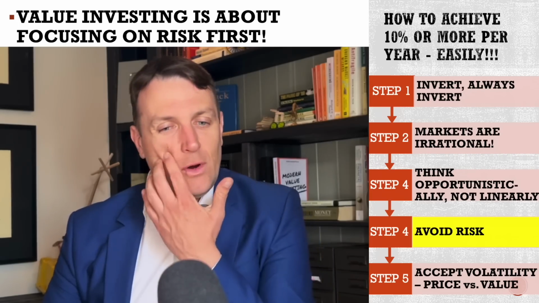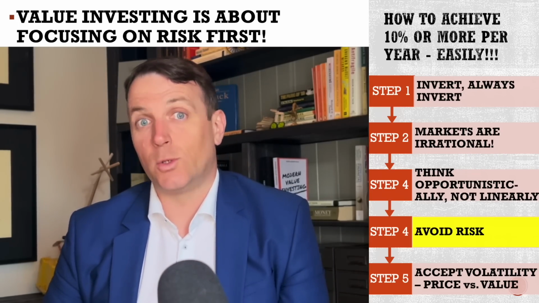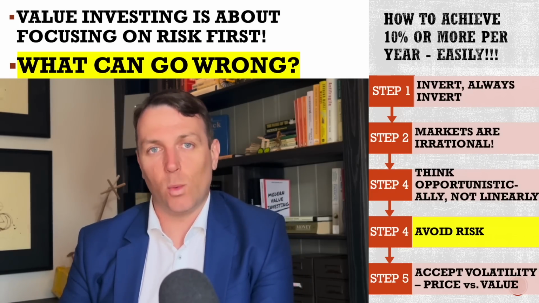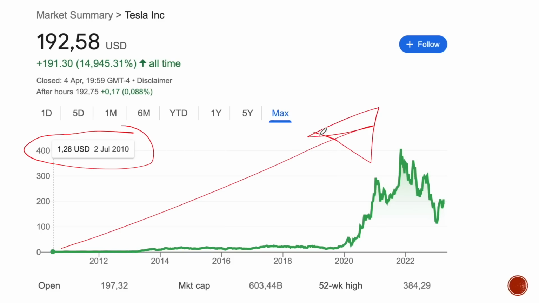Number 4, avoid risk. This is value investing. Value investing is about focusing on risk first. The first question before you get to investing is, what can go wrong? So, Tesla did greatly. This is 150x, amazing. But as a value investor, you always ask, what can go wrong? Elon said 3 months to bankruptcy, and then Katie Wood said, oh, we would have saved Tesla. Yes, you see how she's doing and saving herself now.